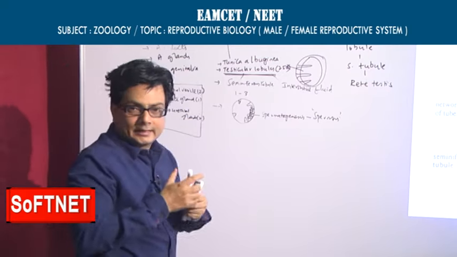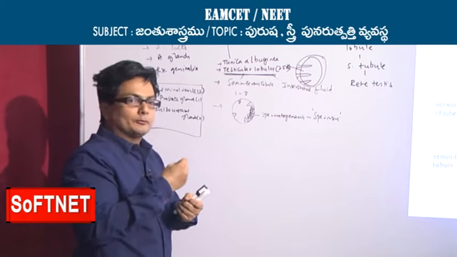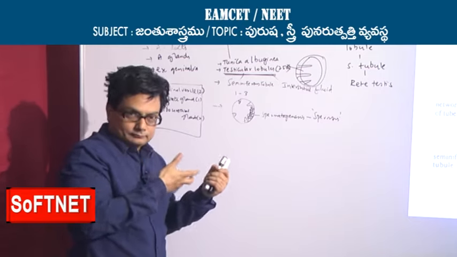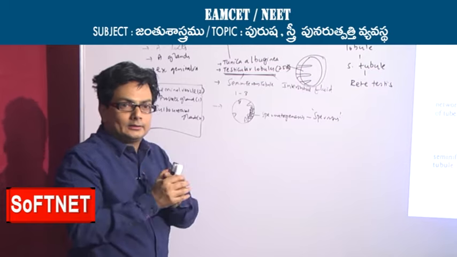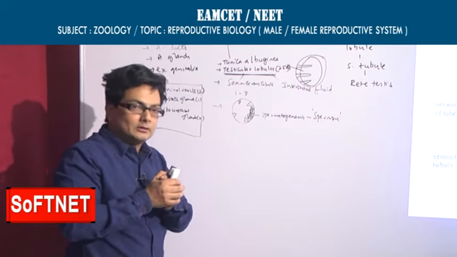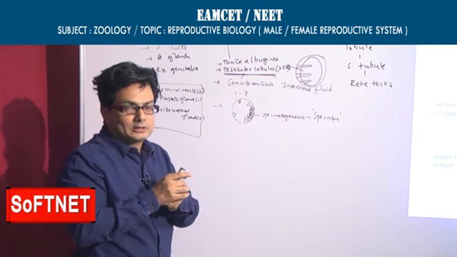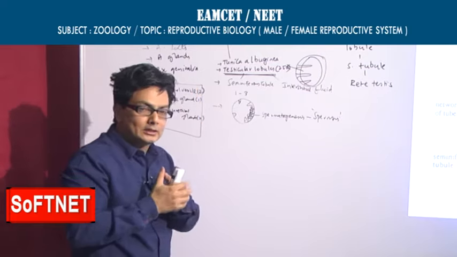Now these accessory glands, the secretion from the seminal vesicle, the secretion from the prostate gland, the secretion from the bulbourethral glands, all together, the mixture of all will be called the semen. Of course, the main component will be the sperms within that. So sperms plus the secretions of all these will form the semen.